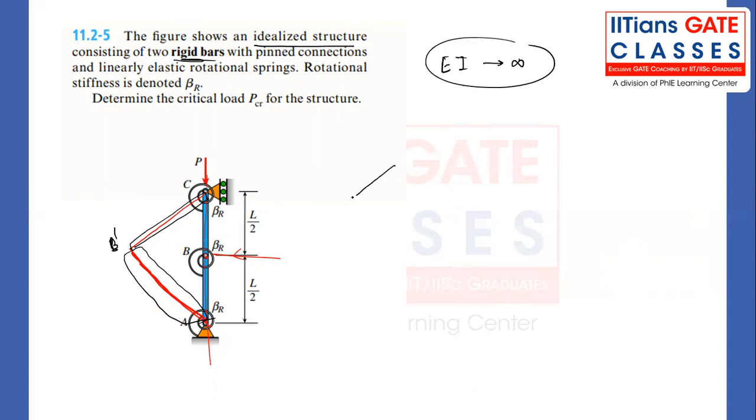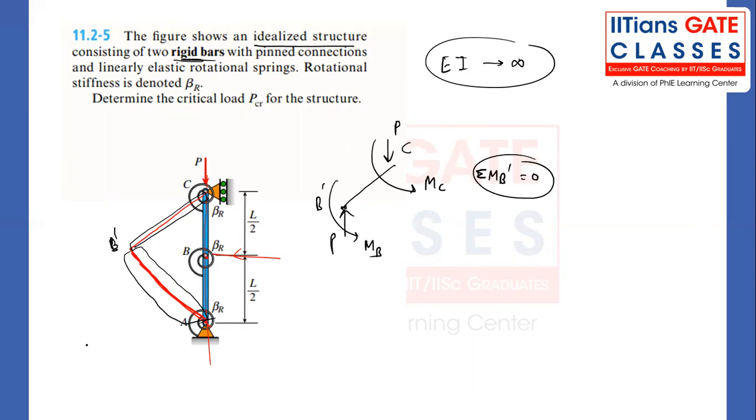I'm taking the above portion, the C part and B dash part, and at C we have the load P. Spring will offer some kind of moment, my friend. At the top, it will offer some moment like this, and at the middle also, it will offer some moment like this. And we are taking the summation of moment about B dash point to be equal to zero.